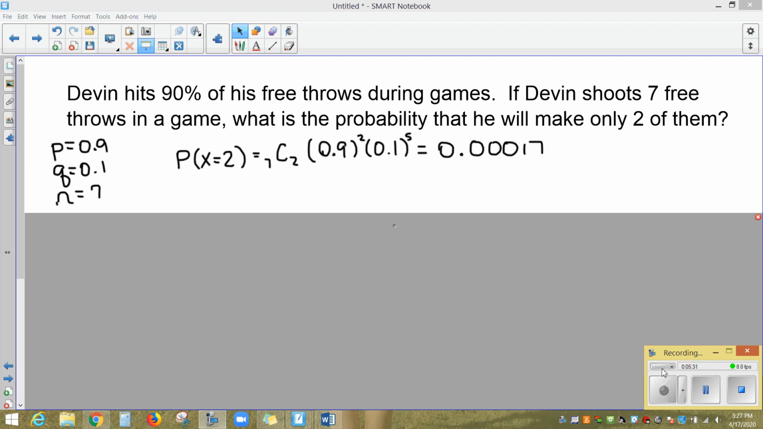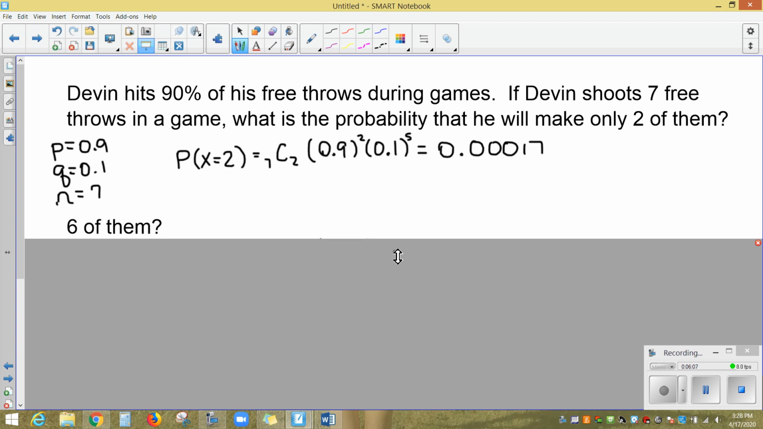The probability that Devin's going to make only 2 of his shots out of 7 means out of the 7 that he shoots, the n is 7, we're going to choose 2 of them. He is going to make 2 of those shots, which means he's going to miss 5 of them. And these exponents here need to add up to 7 out of 7 total shots. The probability, if he makes 90% of his free throws, overall the probability of success is 0.9 and the probability of failing is 0.1. And so, again, very slim chance he's going to have a really off night for that to happen.